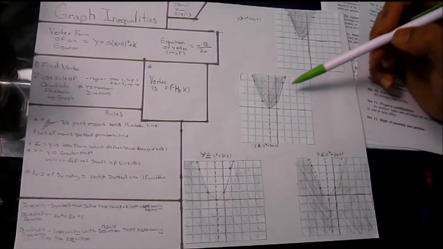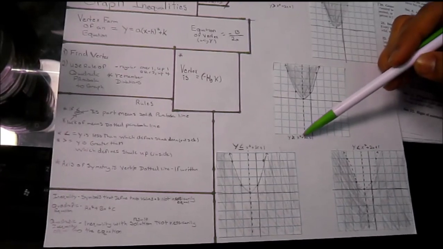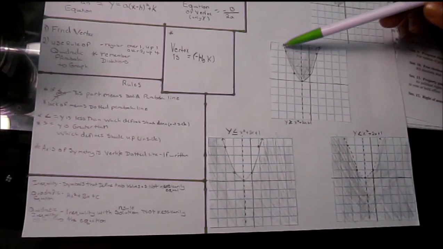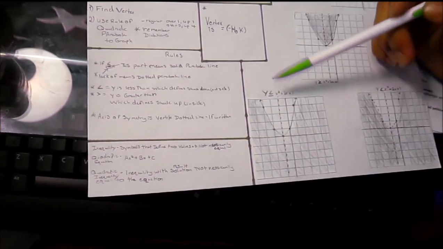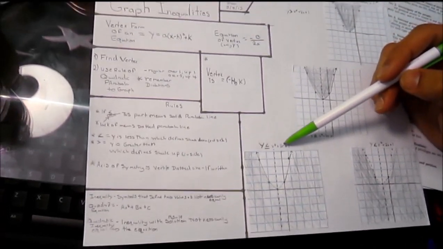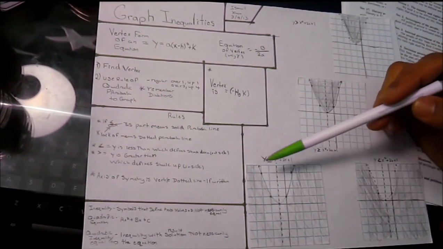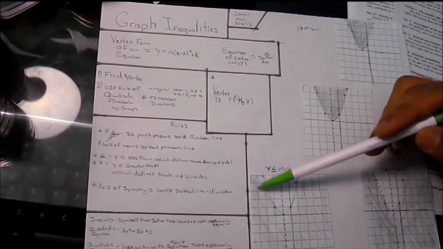Alright, so in this one, y is greater than or equal to x squared plus 2x plus 1. It is a solid line shaded up. In this equation, y is less than or equal to x squared plus 2x plus 1. In this equation, the line is solid and shaded down.